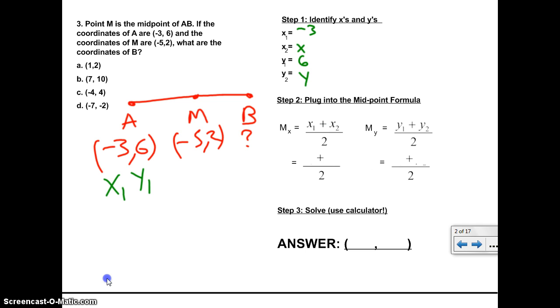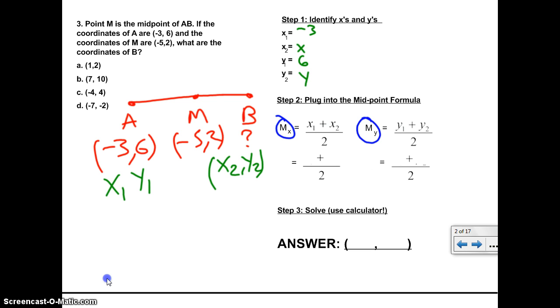And I'm making some room because this is where the trick is going to happen. So make sure you're paying attention to this. So you know this is our formula, right? Now we know that mx is the x coordinate of our midpoint, right? And we know that my is the y coordinate of our midpoint.